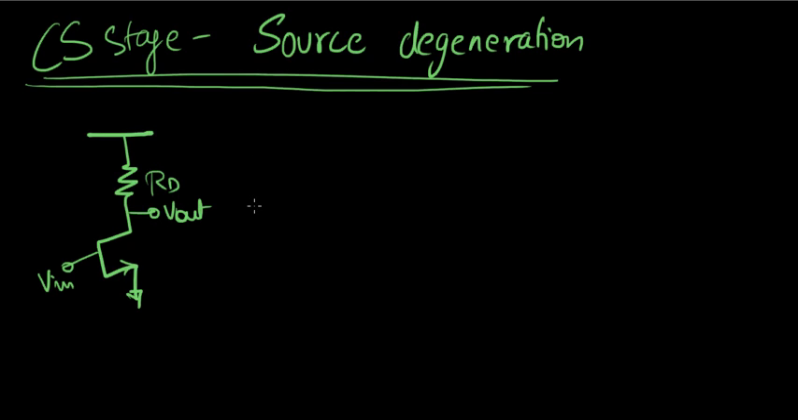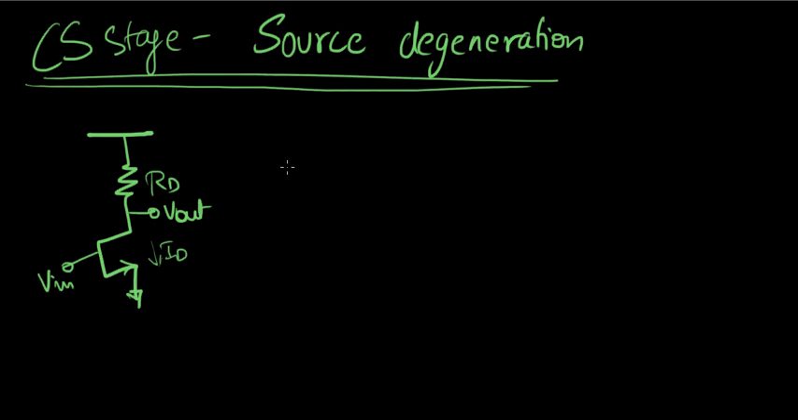And alright, let's look at this one first. So, why do we need source degeneration and what is it all about? First of all, let's look at the circuit and figure out what the problem with the circuit is. I'm sure you know of a lot of problems, but I'm going to present one more problem here.